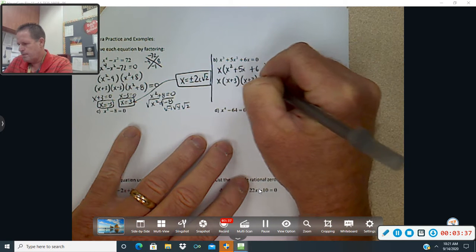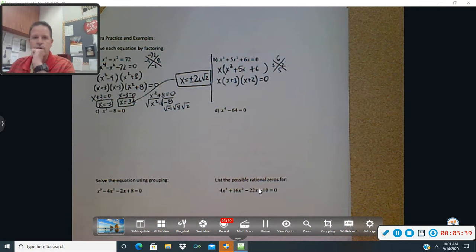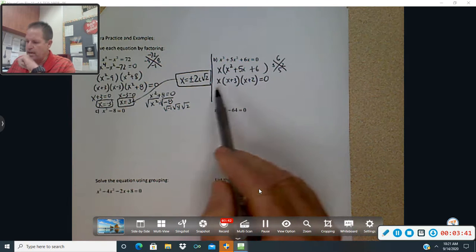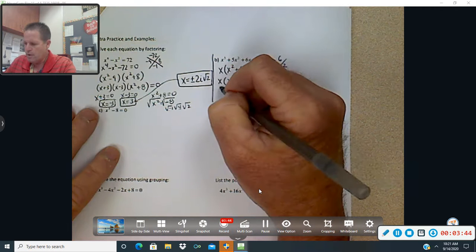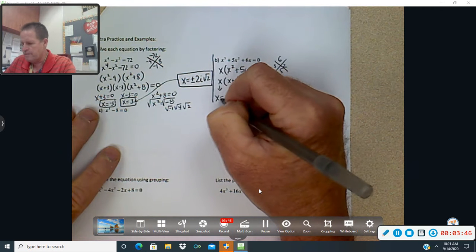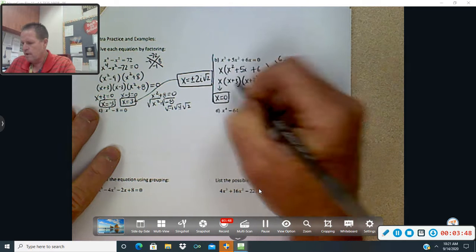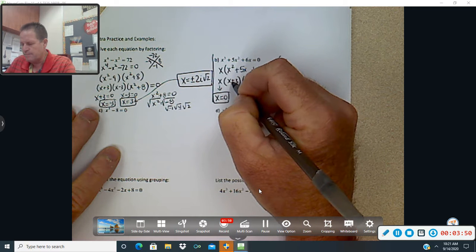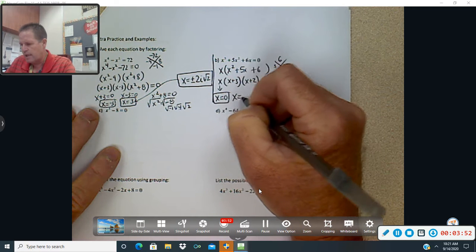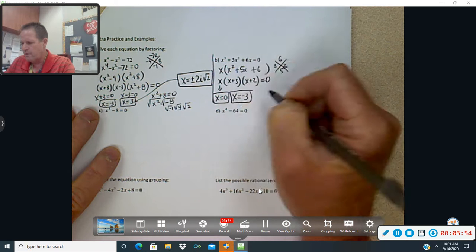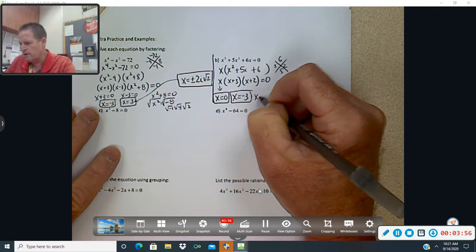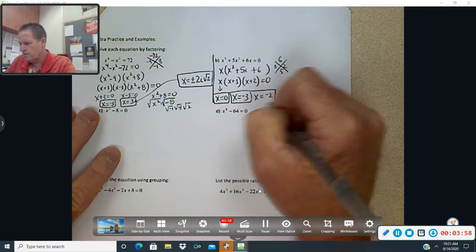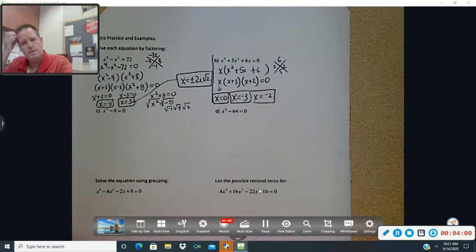Okay, and we're going to set that equal to 0. Now, if we set each part equal to 0, out of this first part, you'll get x equals 0. Out of this second part, x plus 3, if I subtract over 3, I'll get x equals negative 3. And if I subtract over 2, I'll get x equals negative 2. And there's your answers there.